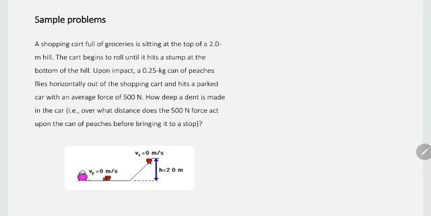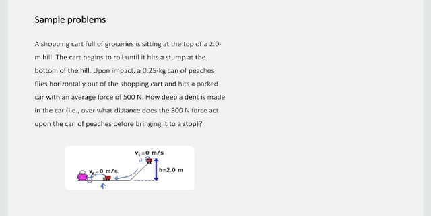A shopping cart full of groceries is sitting at top of a 2-meter hill. The cart begins to roll until it hits a stump at the bottom of the hill. So that's the cart. It went down. This is the stump na sinasabi. Upon impact, 0.25 kilogram can of peaches flies horizontally. I think it's the yellow one. So upon impact dito sa parang hump, lumipad daw yung delata out of the shopping cart and hits a parked car with an average force of 500 newtons.